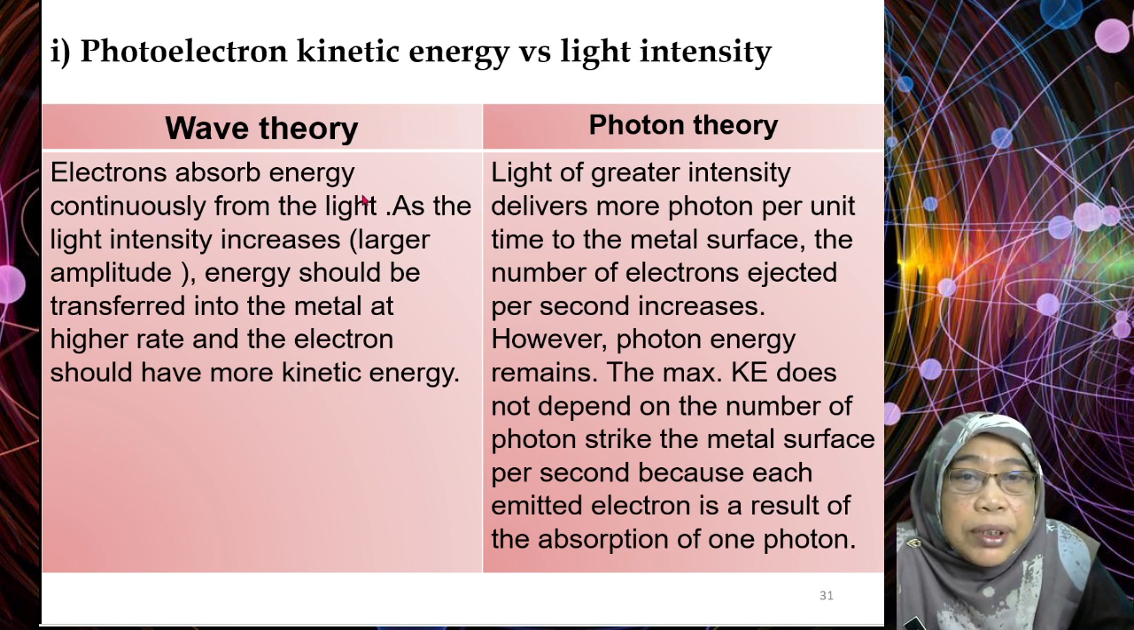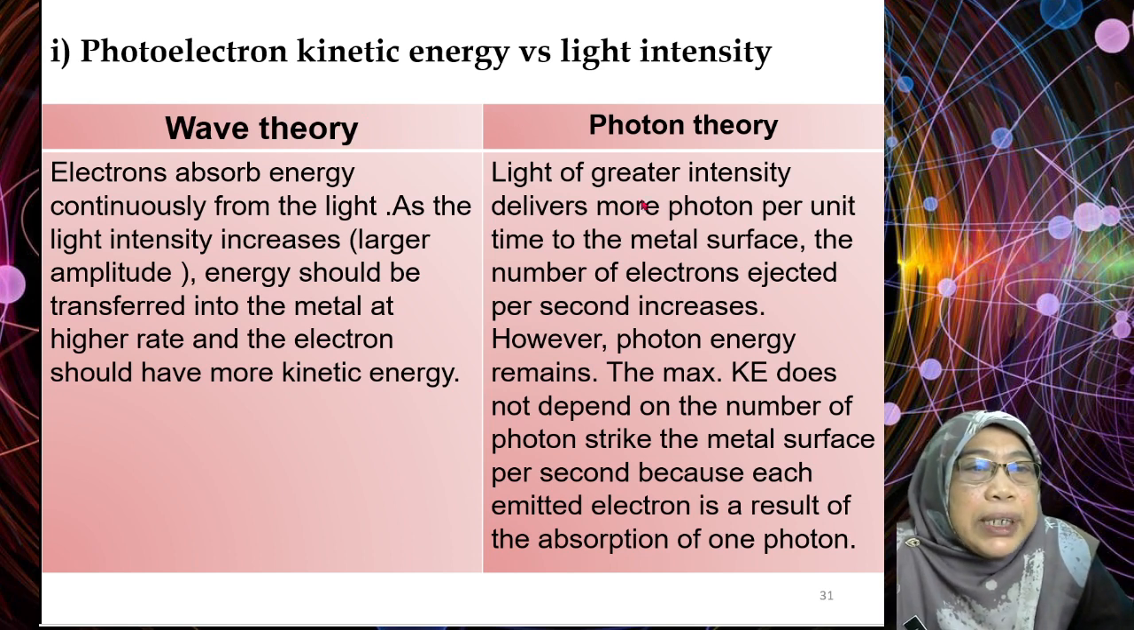That is wave theory. For the photon theory, light of greater intensity means that more photons are coming per unit time to the metal surface. So the number of electrons ejected per second increases. One photon gives energy to one electron. When you have so many photons, then so many electrons can be ejected per second. So the current will increase when more electrons flow.